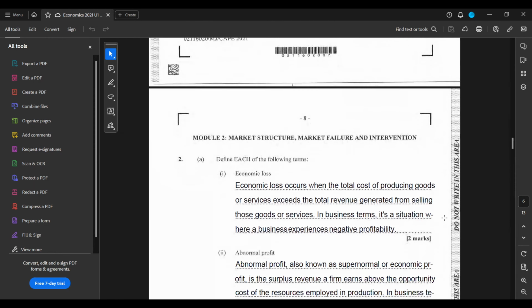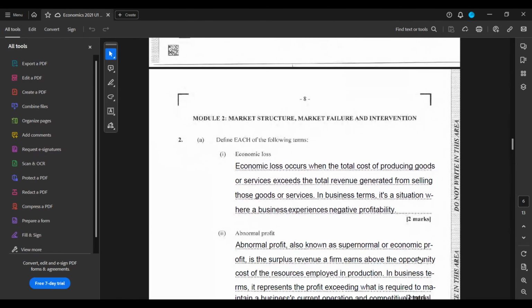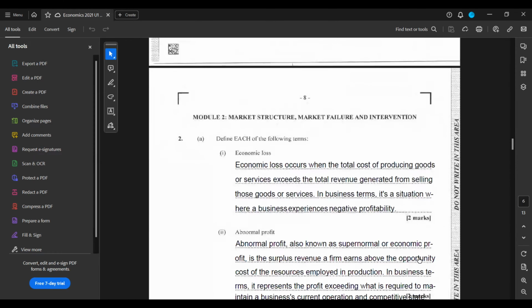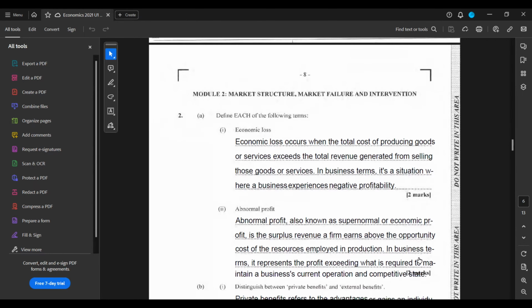Abnormal profits. Abnormal profit, also known as supernormal or economic profit, is a surplus revenue a firm earns above the opportunity costs of the resources employed in production. In business terms, it represents a profit exceeding what is required to maintain a business's current operation and competitive state.